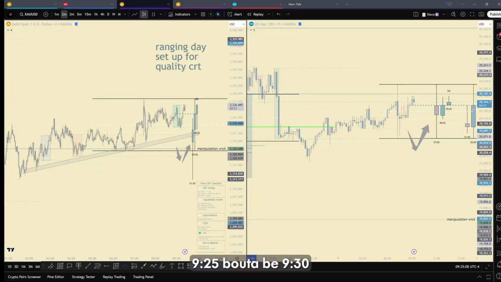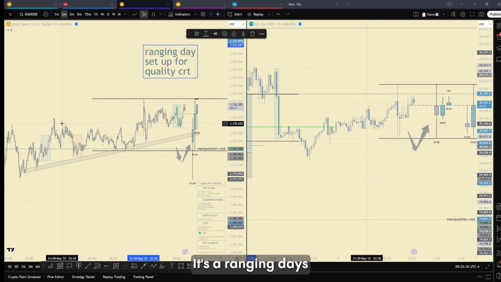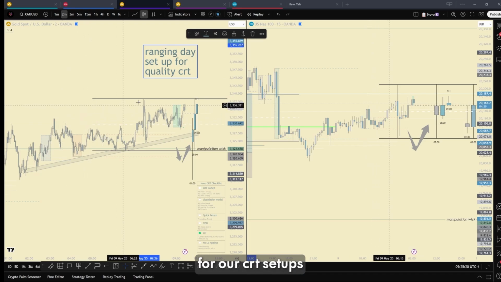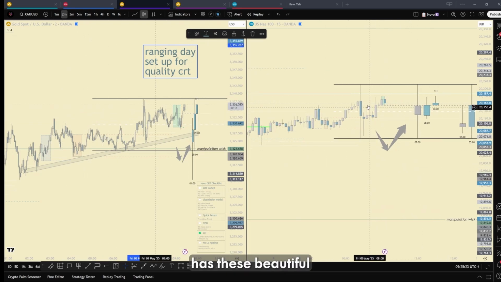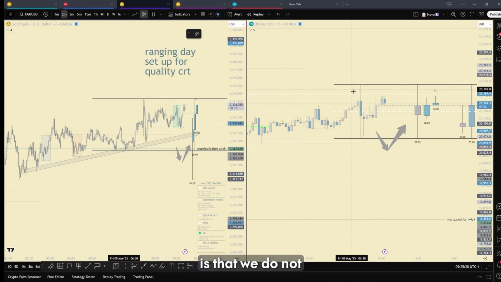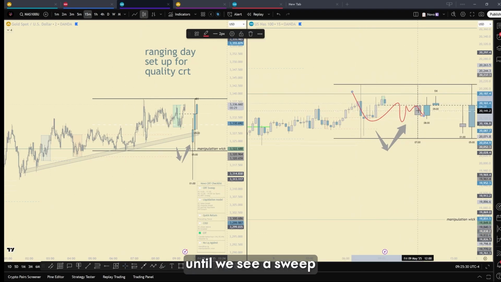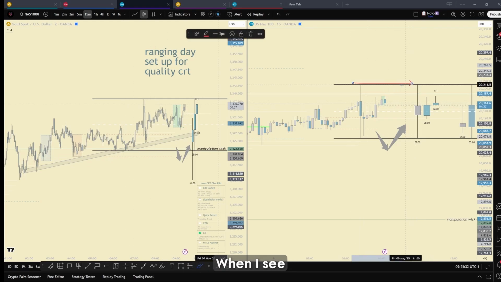It's 9:25, about to be 9:30, so we're gonna watch out for that 9:30 candle that prints out. Today is a really good day in terms of setups. It's a ranging day, so it's quality fast CRT setups. Also, Nasdaq has these beautiful manipulation wicks on either side of the range. So the direct protocol for these days is that we do not touch anything within here up until we see a sweep of either side. When price sweeps one of these sides, we're going to trade down towards the low sides or the downside, then upward.